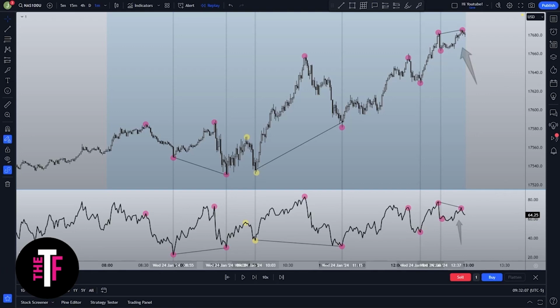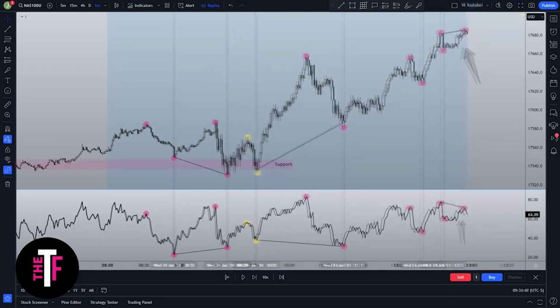So how do we stay out of the pullbacks and focus on targeting reversals? That's where the additional context and confluences come in. Do not look to trade every regular divergence you find. Instead, only consider regular divergences that form in key areas of support and resistance, supply and demand, or even the previous day's high and low.